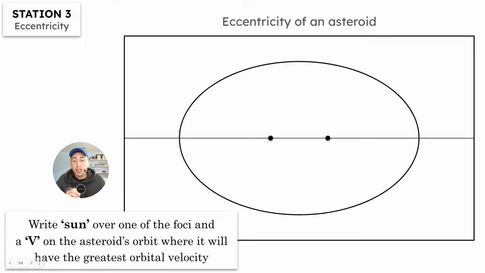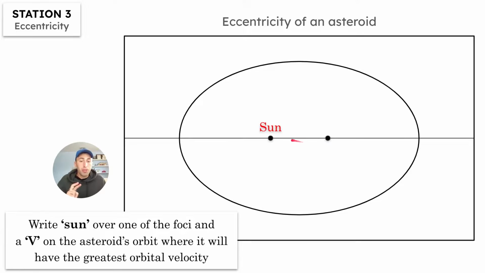to write the word sun over one of the foci, and then write a V on the asteroid's orbit where it will have the greatest orbital velocity. So again, there's 2 foci, and that is 2 points equidistant to the center. Now, when we talk about planets or asteroids orbiting, the sun is one of the foci. So really, you could pick either this point or this point as the sun.